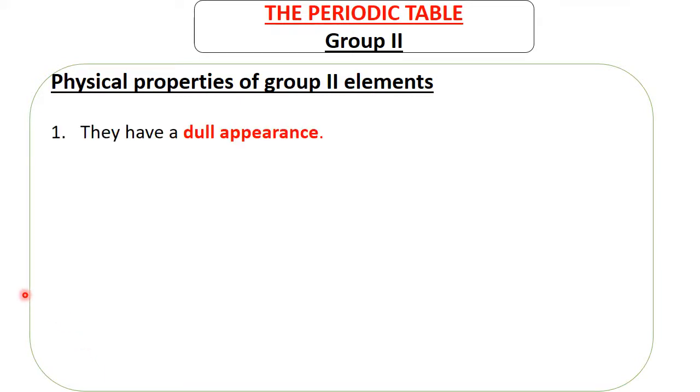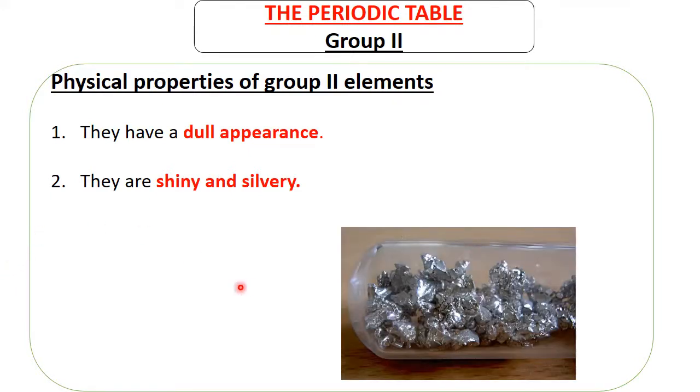The first is they have a dull appearance. Second is they are shiny and silvery. So let's take a look at an example of a group 2 element. We're going to use calcium. If you look at calcium here, it's shiny and silvery, but again it has that dull appearance. So this is one of the physical properties of group 2 elements. They are good conductors of heat and electricity. Sorry, the picture is hiding the words here, but it's heat and electricity.